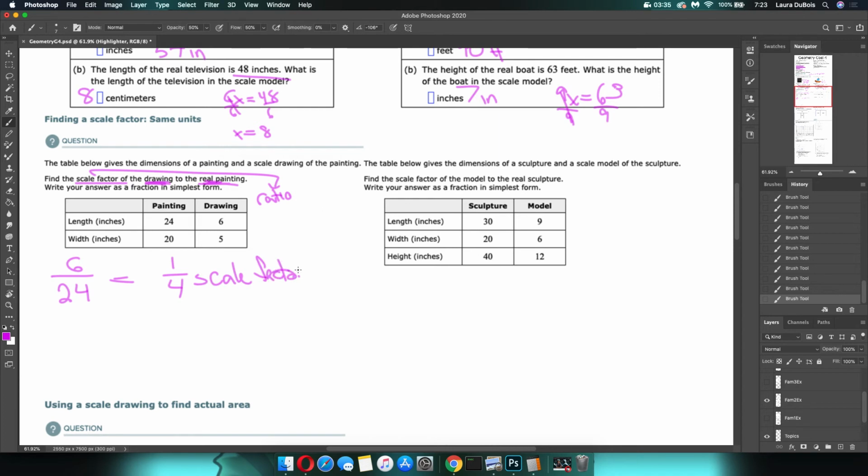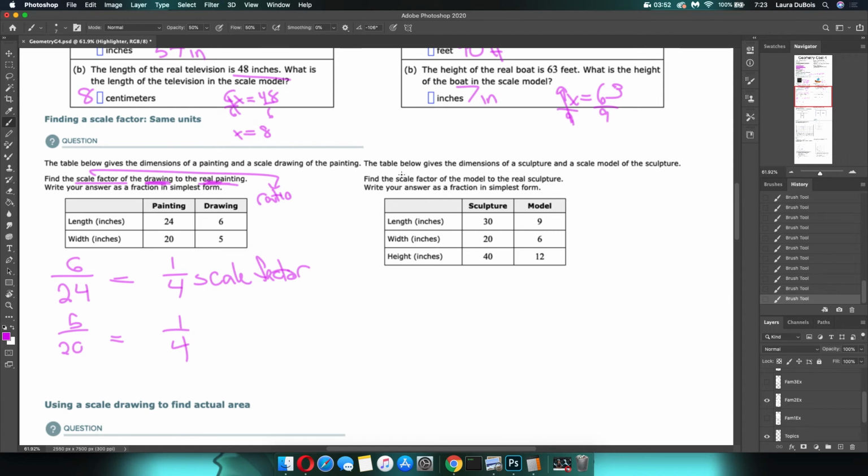If it's a fraction, you're going smaller. If it's a whole number, obviously, you're going bigger. Now let's double check. If the drawing is 5, the painting is 20, so it is also a 1/4 scale factor. Okay, we're consistent. Just checking our work.